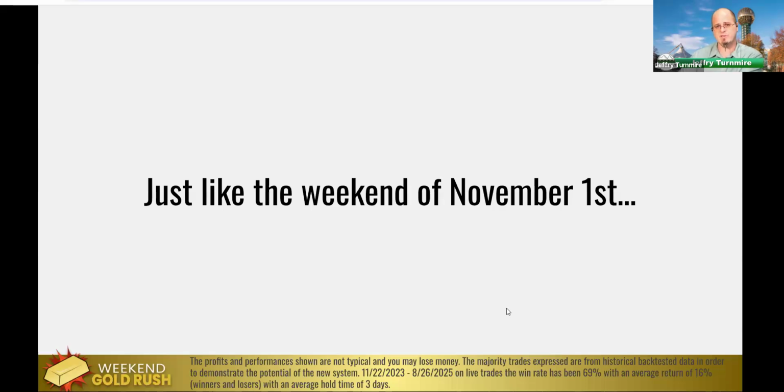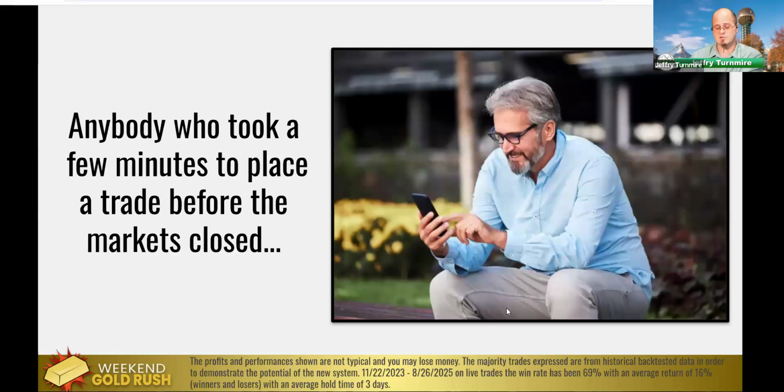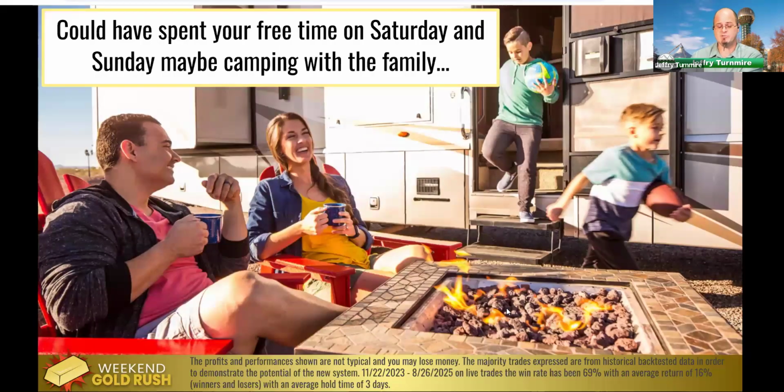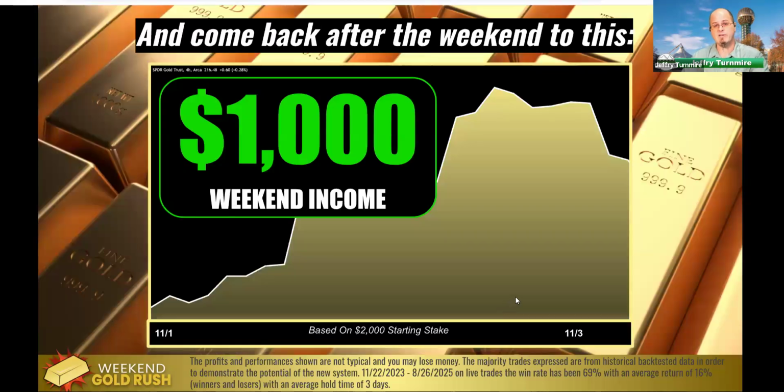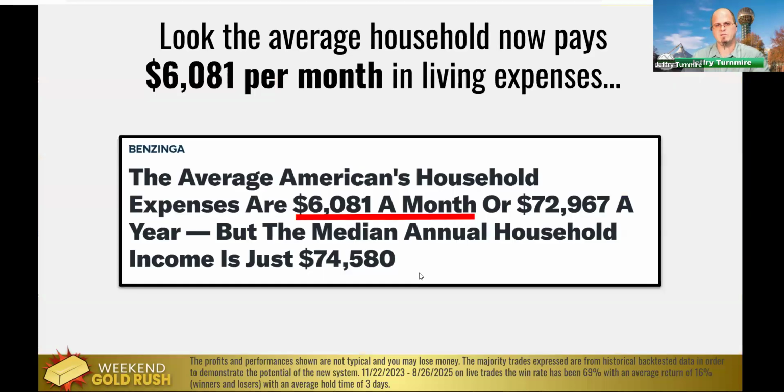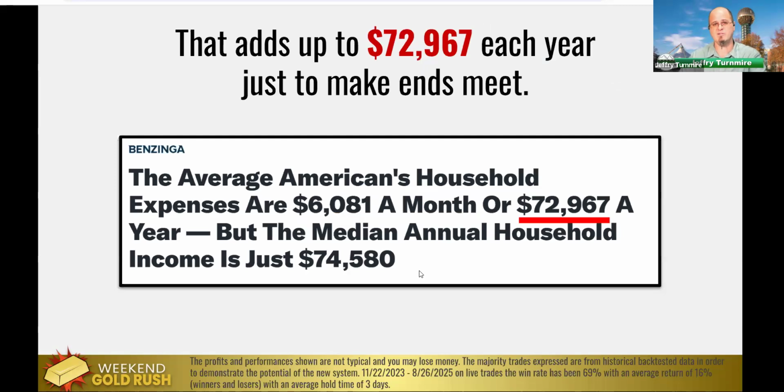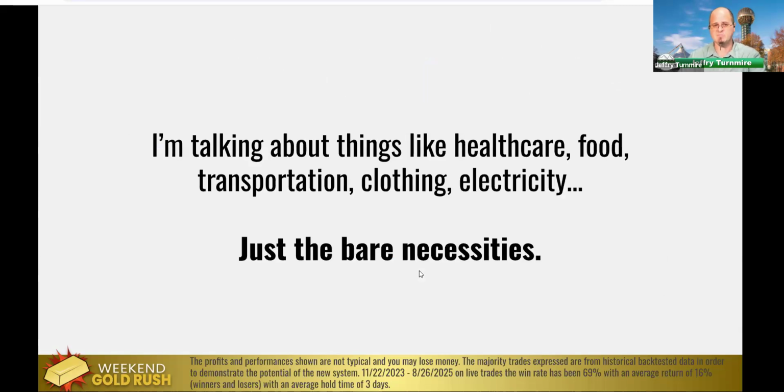Just like the first weekend in November, you could have taken a few minutes, placed the trade, maybe gone on a camping trip, Scout's honor. I love camping, near and dear to me. I'm an Eagle Scout, of course. And you come back after the weekend to a $1,000 payday. Now, the average household pays like $6,000 in extra living expenses now, just to make do. I mean, that's like 73 grand a year just to make ends meet. I'm talking about bare necessity stuff: healthcare, food, transportation, clothing, just the normal stuff that's in CPI.